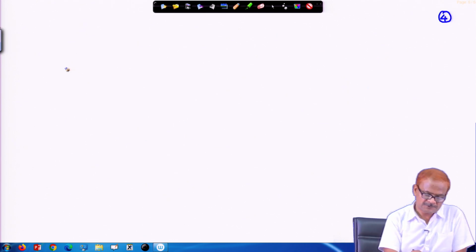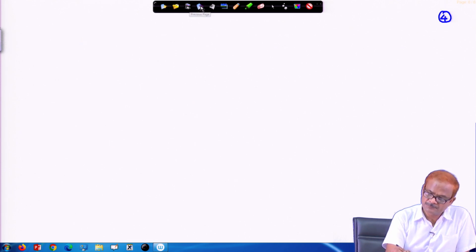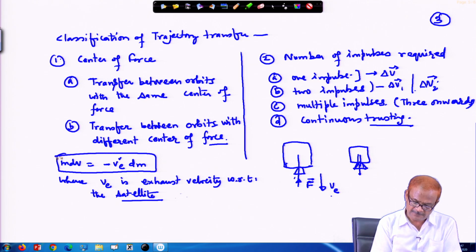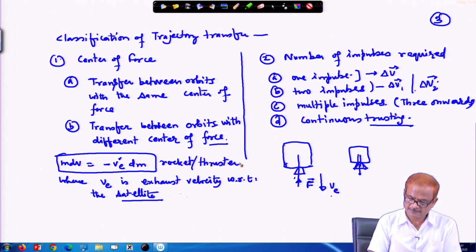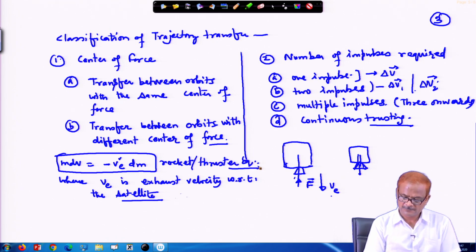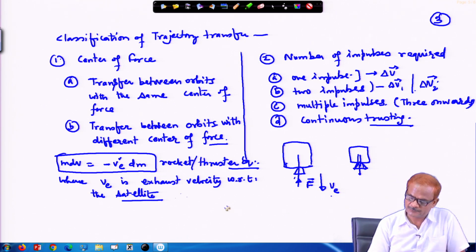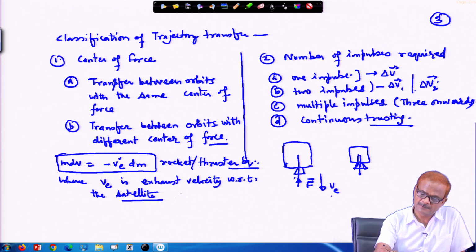So, I will just do the derivation. Before that, let us complete this part. If this equation is given, you can take this to be the rocket equation or the thruster equation in space. In atmosphere, this will get modified by the ambient pressure and the exhaust pressure. In that case we are not taking that into account here.